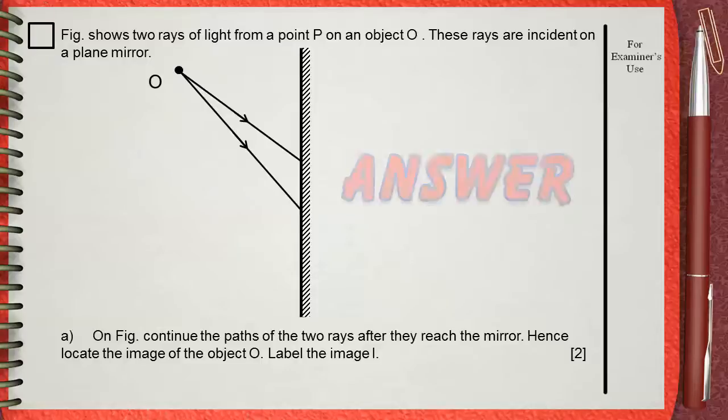This is what we call a ray diagram. The main importance of drawing the ray diagram is to locate images. Let's take the first ray. Draw a normal for this ray which is perpendicular to the surface of the mirror.